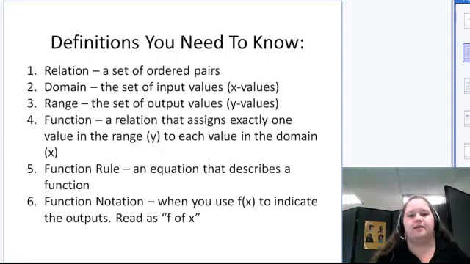Alright, a relation is a set of ordered pairs. Domain is the set of input values, the x values or x coordinates. Range is the set of output values, or y values, or y coordinates. A function is a relation that assigns exactly one value in the range, which is y, to each value in the domain, which is your x. Remember: y value, y coordinate, x value, x coordinate.